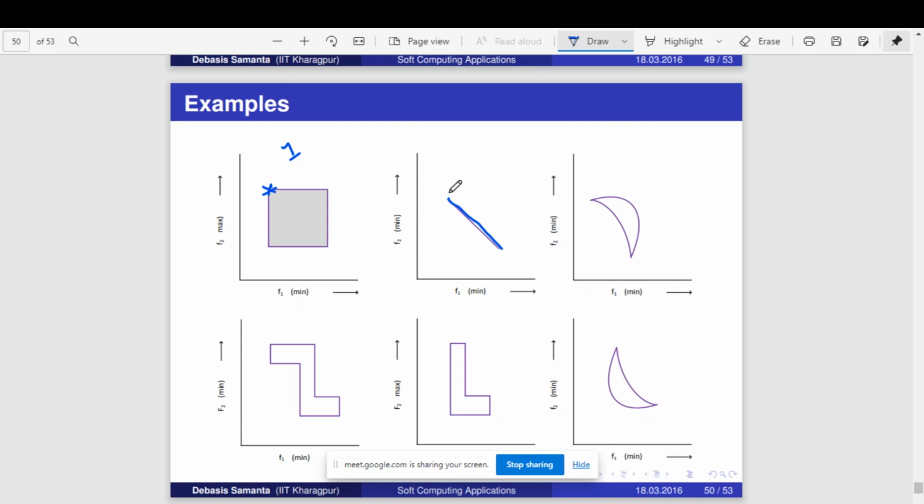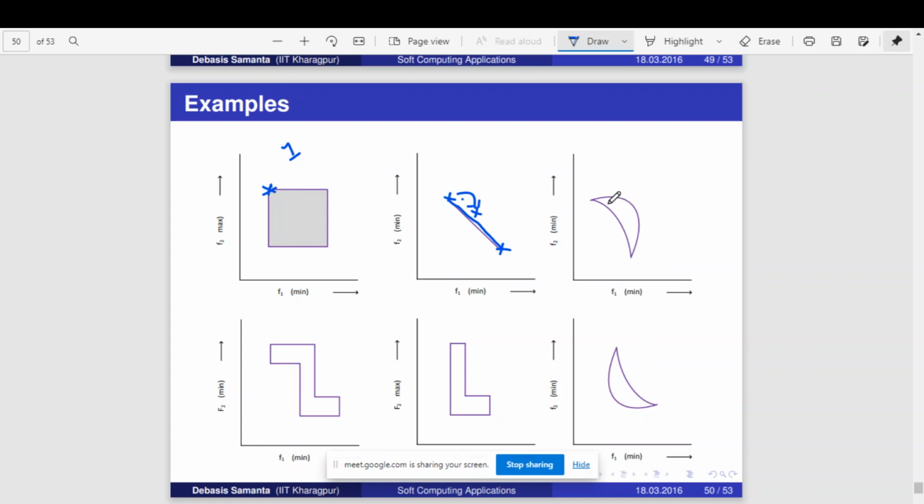F1 minimum point is this. Okay, F2 minimum point is this. But any solution lying on this line, you can say that this solution is better than this in terms of F2 because it is coming down, but it is degrading F1 because it is going towards right. Is that clear? So this entire line is a Pareto optimal front.